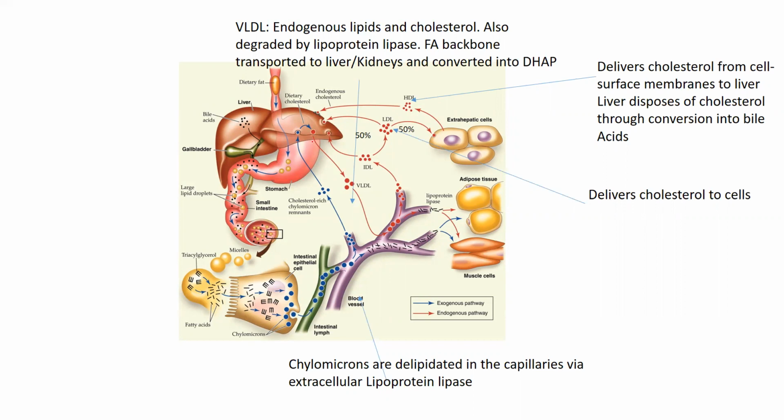This is sent from your liver back into the bloodstream. And the process happens again, where lipoprotein lipase will start chopping off the lipids and deposit them into the adipose tissue or the muscle cells. They will become smaller until they're in IDL form. Once you're in IDL, you have two choices. One, you go back to the liver to get destroyed and then sent out again as VLDL, or you keep losing lipids to become LDL.